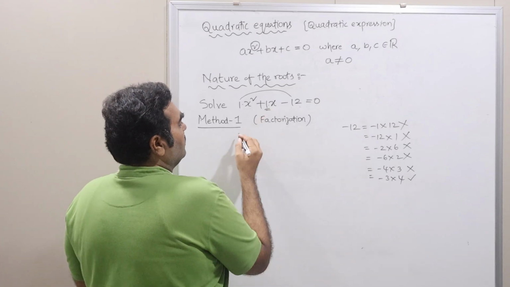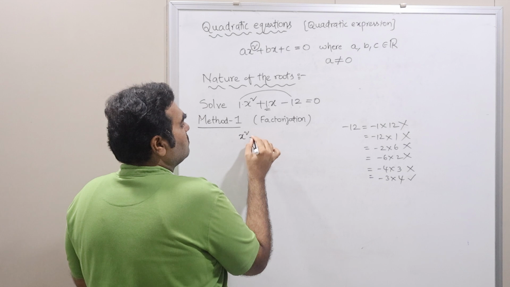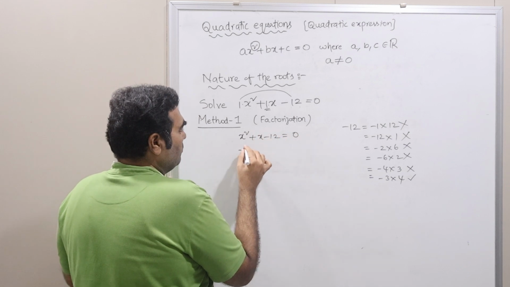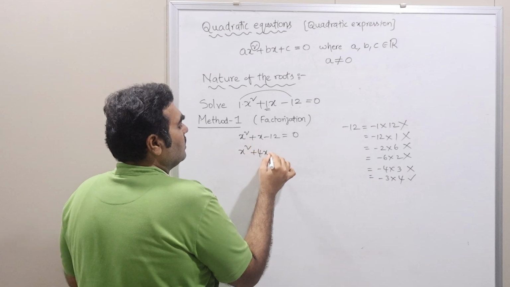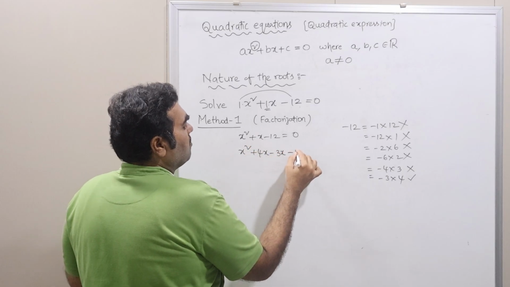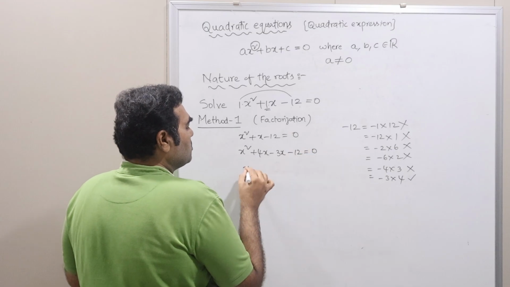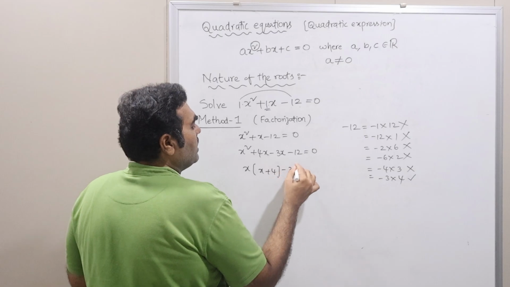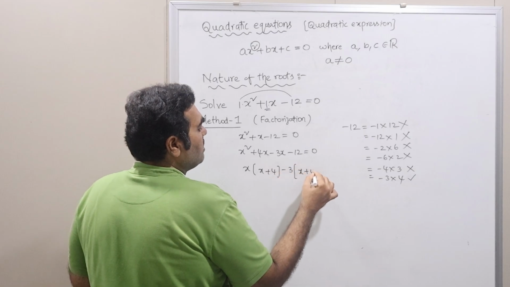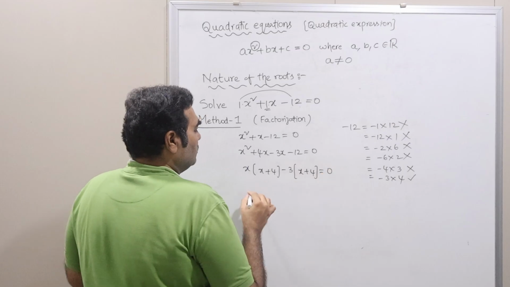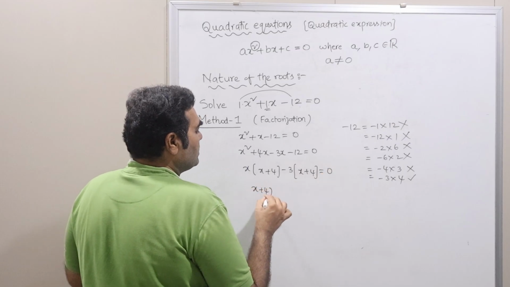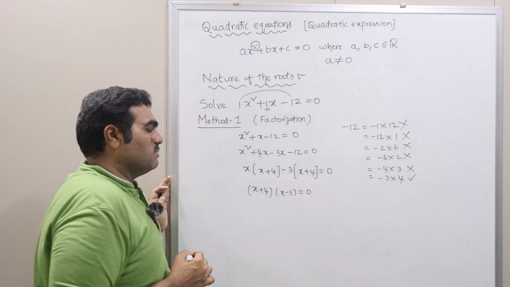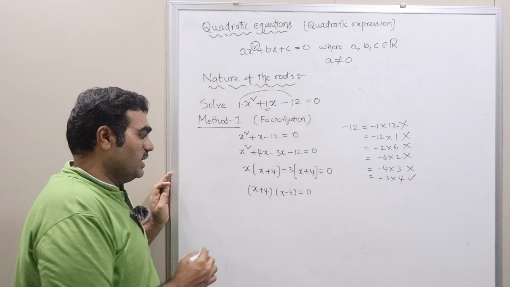So it is matching. So you can write the equation as x square plus 4x minus 3x minus 12 is equal to 0. Take x common: x plus 4, and take minus 3 common here. Once again you get x plus 4. So now x plus 4 is common, and you get x plus 4 into x minus 3 is equal to 0.